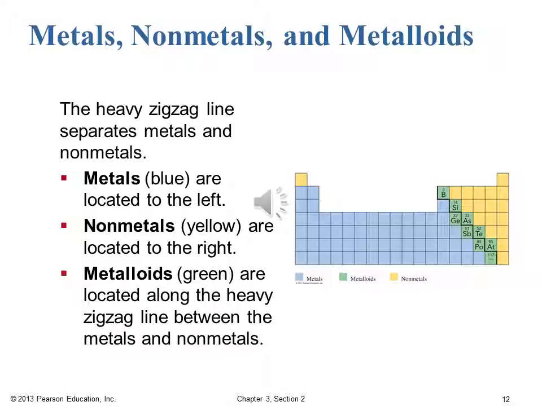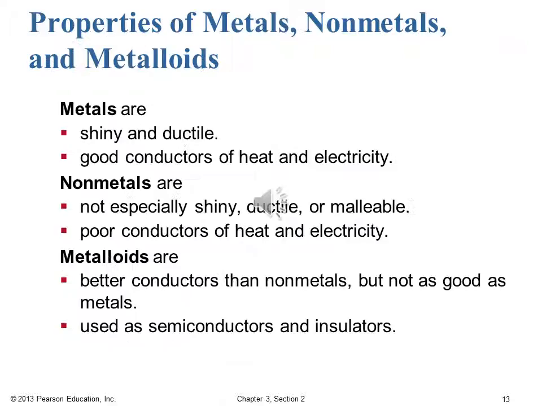The nonmetals, which are depicted here as yellow, they tend to be up and to the right, and also hydrogen. And then finally, the metalloids are that staircase that separates the metals and the nonmetals, and they have intermediate properties, sometimes more like metals, sometimes more like nonmetals in their chemical and physical properties.